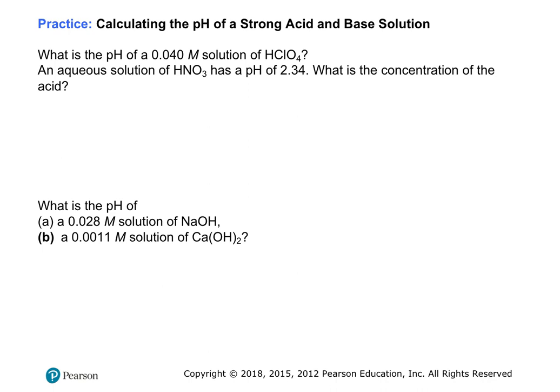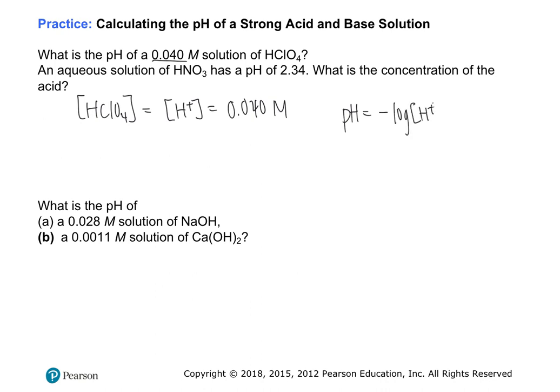So let's practice. If I want to find the pH of a solution of perchloric acid that has a concentration of 0.04, the acid concentration is equal to the hydrogen ion concentration, and that's 0.040 molar. So the pH, this is always the definition, is the negative log of hydrogen concentration, and since it's strong, it goes straight over. So I get negative log of 0.04 molar, and that gives me a pH of 1.40 for A.